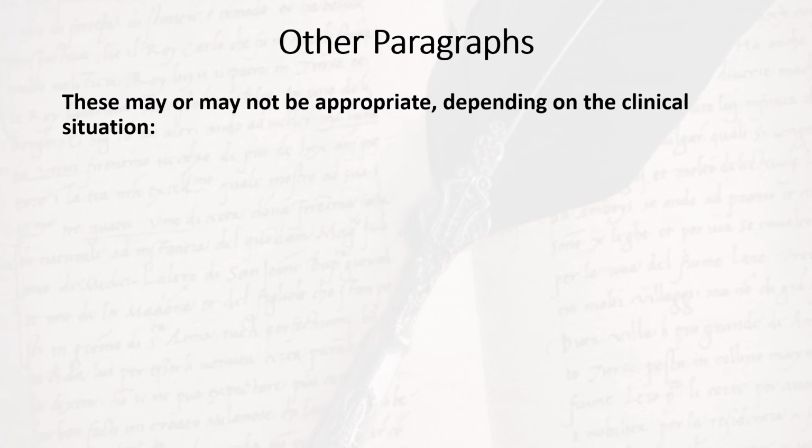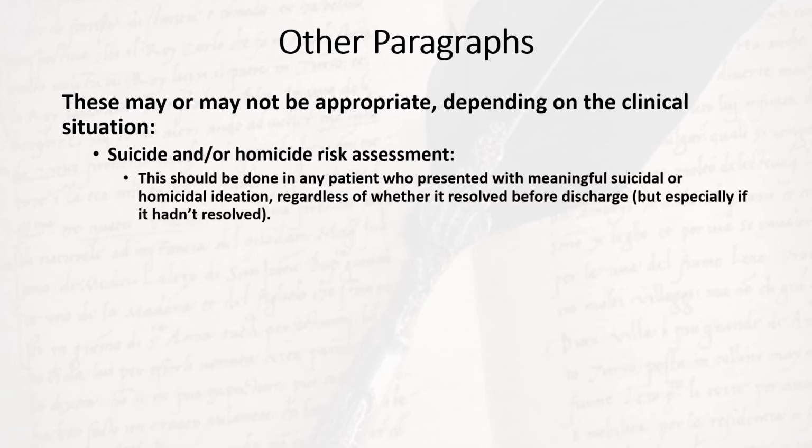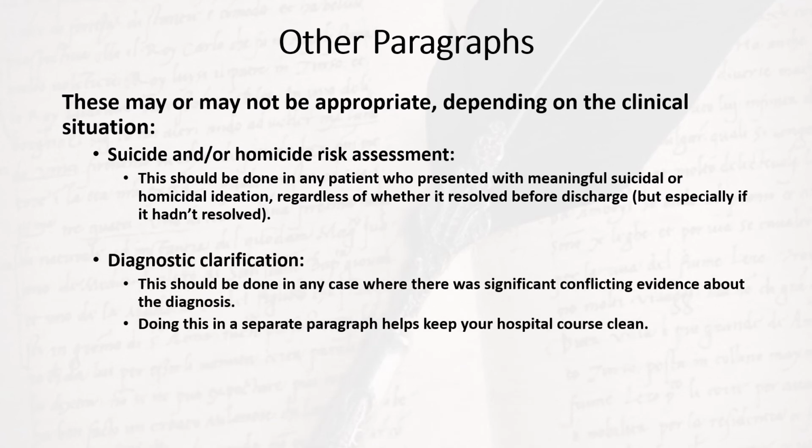So looking now at those other paragraphs that may or may not be appropriate, we've got our suicide and our homicide risk assessments, which should be done in any patient who presented with meaningful suicidal or homicidal ideation, regardless of whether it resolved before discharge, particularly if it hadn't resolved before discharge. But even if it had, you still need to do that risk assessment. In the diagnostic clarification paragraph, I usually do it in any case where there's a lot of conflicting evidence about the diagnosis. And I do it in a separate paragraph because it keeps my hospital course clean. So I don't have to try to figure out how to tell the story of what happened with the story of my thinking about their diagnosis. Again, it is figuring out structure that tends to slow down discharge summaries more than filling in content.